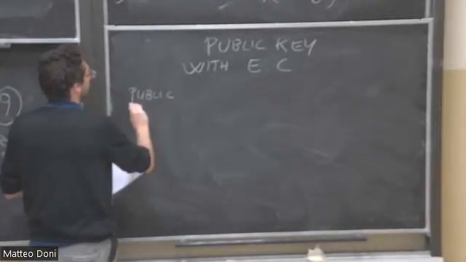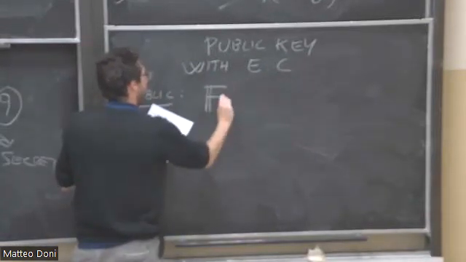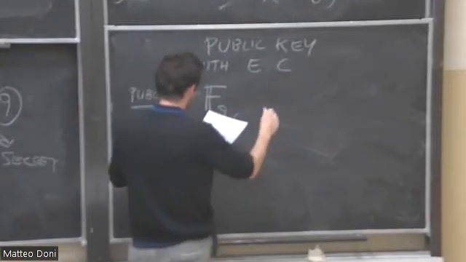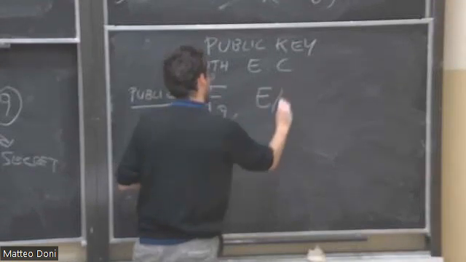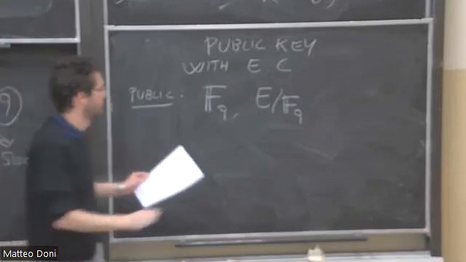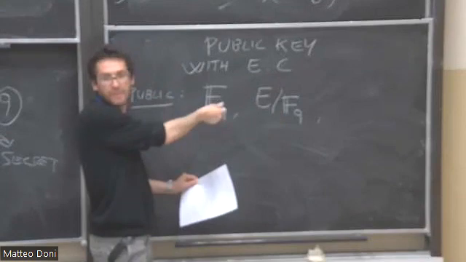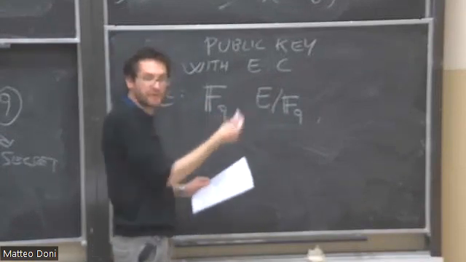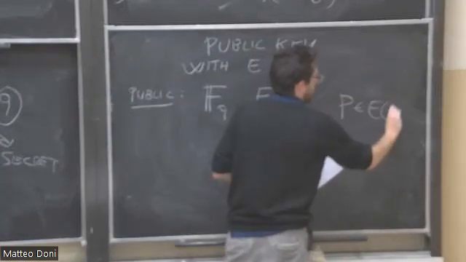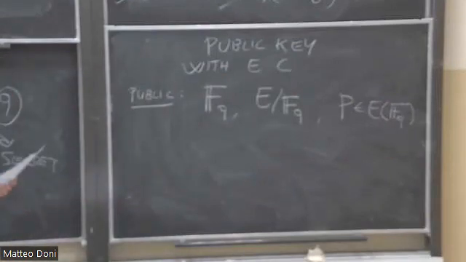you have these public elements, which are a finite field, F_q, an elliptic curve over the finite field. So this is a finite number of points, but q may be big, so this may be a big number of points. And a point P on the curve. These are the public data.